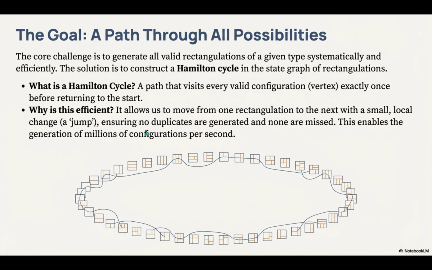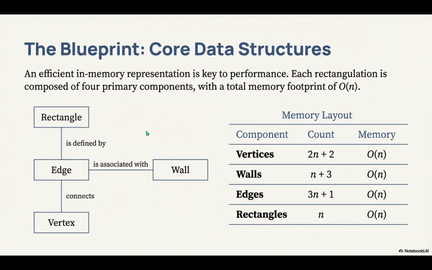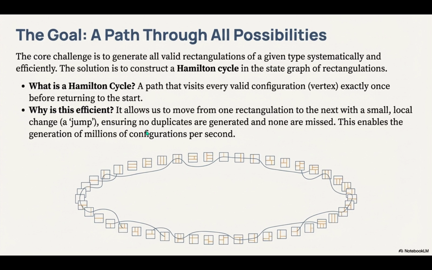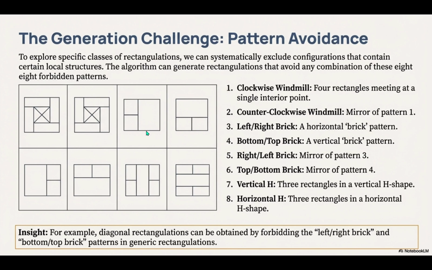Yeah, so instead of writing a whole new algorithm for the diagonal case, they just start with the huge generic universe and define a few geometric structures that are, well, forbidden. So you manage the complexity not by defining what you can do, but by defining a few things you absolutely cannot do. Precisely. They defined 8 specific forbidden patterns, little local structures like a clockwise windmill or different brick patterns. You just tell the algorithm, if a jump would create this pattern, that path is blocked. Don't go there.